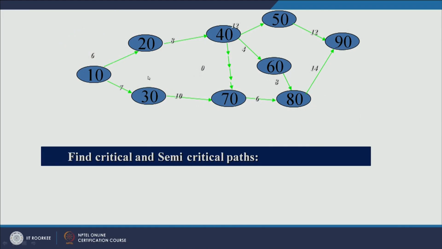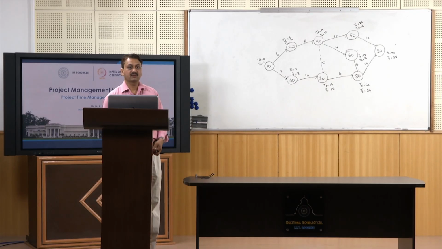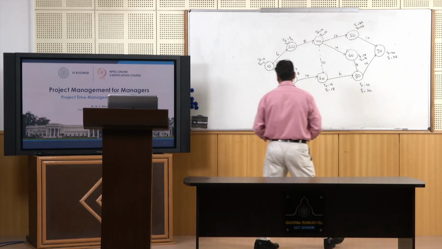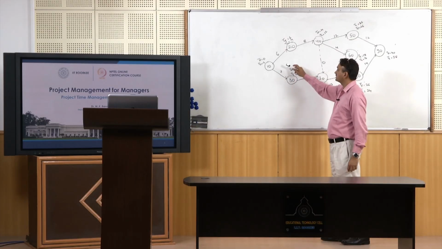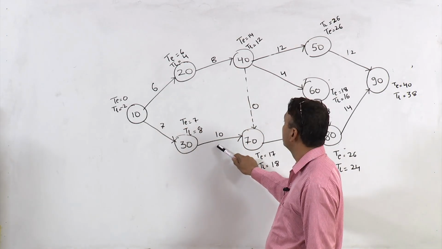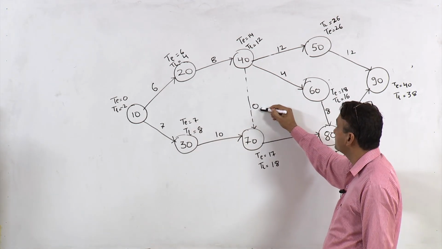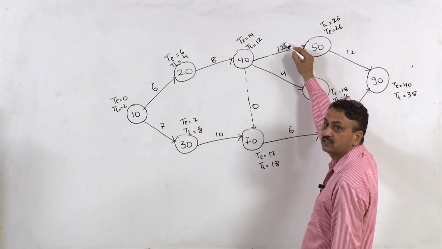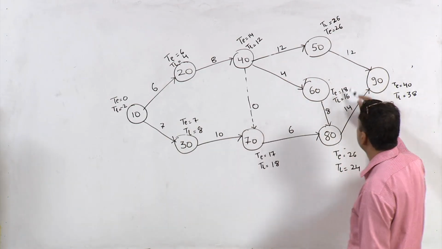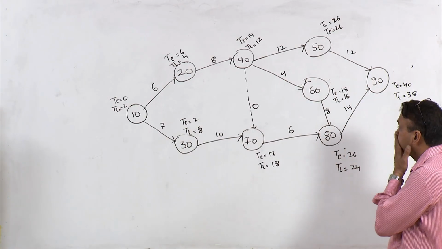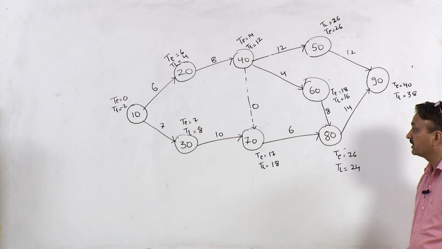Let me take up an example and we will find out what is critical path and semi critical path. So, this is the network wherein you have got 9 nodes and different activities. We will try to find out what is critical path and semi critical path as far as this particular network is concerned. I have drawn this network on board. You have been given durations 6, 7, 8, 10. Since this is a dummy activity, duration is 0. This is 12, this is 4, this is 12, this is 14, 8 and 6, right.